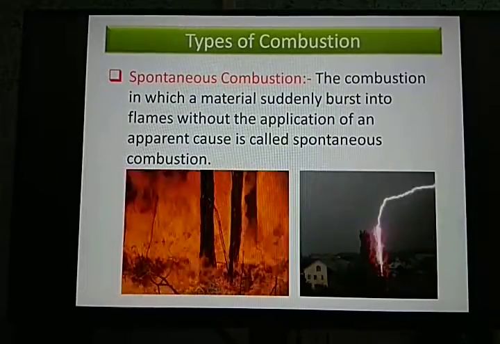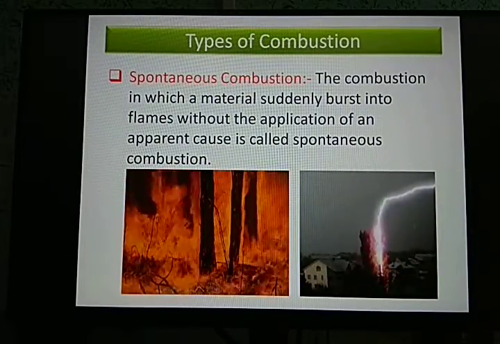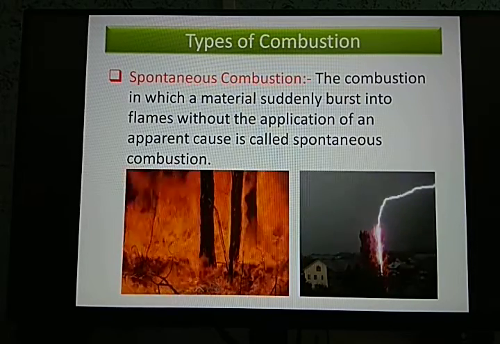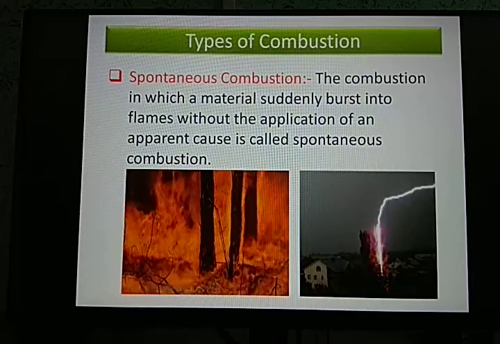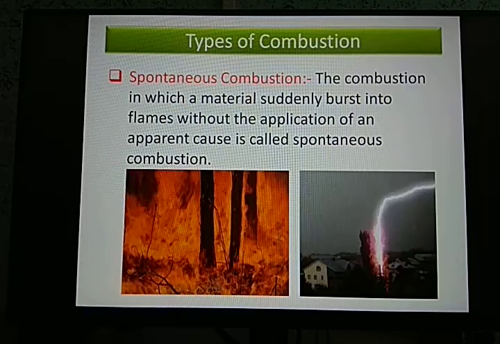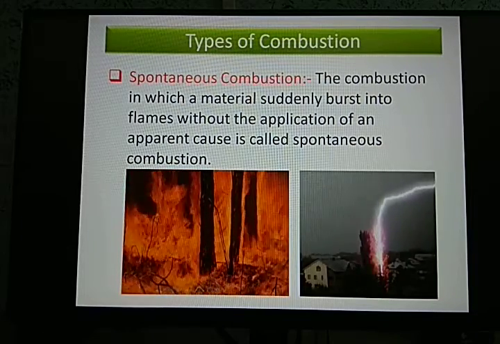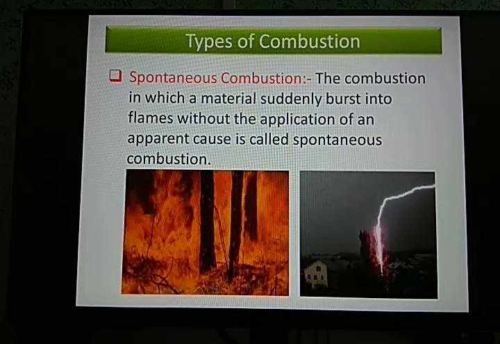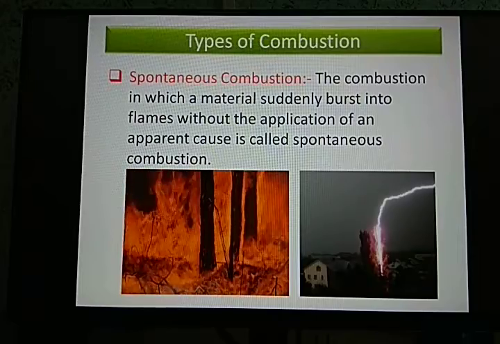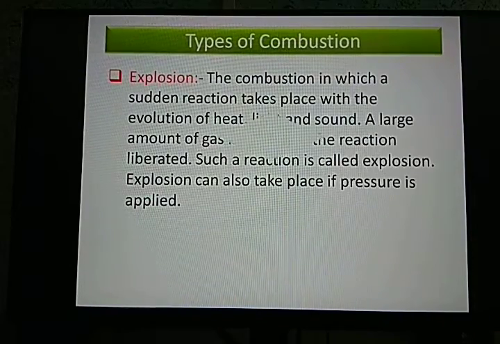Next, say a thunder strike. Now there is no control of a thunder strike. Where it will strike, we don't know. And as soon as it strikes, it comes with a lot of heat and light as well. So as soon as it strikes a tree, it may break the tree or it may cause a fire. So this is also an example of a spontaneous combustion. Now next, let us move on to the last type of combustion, that is explosion.